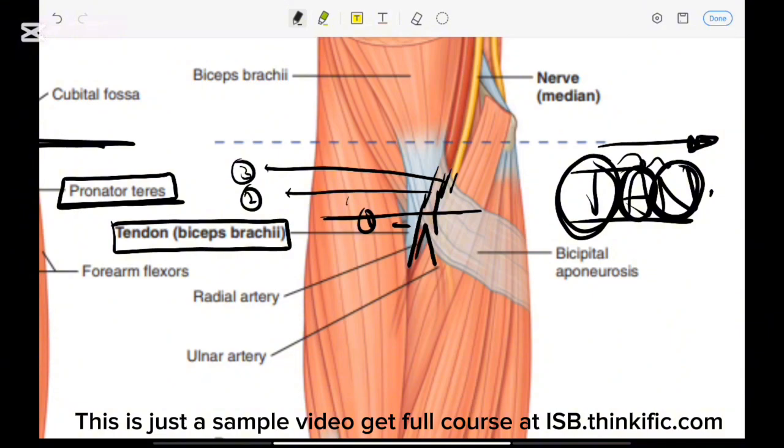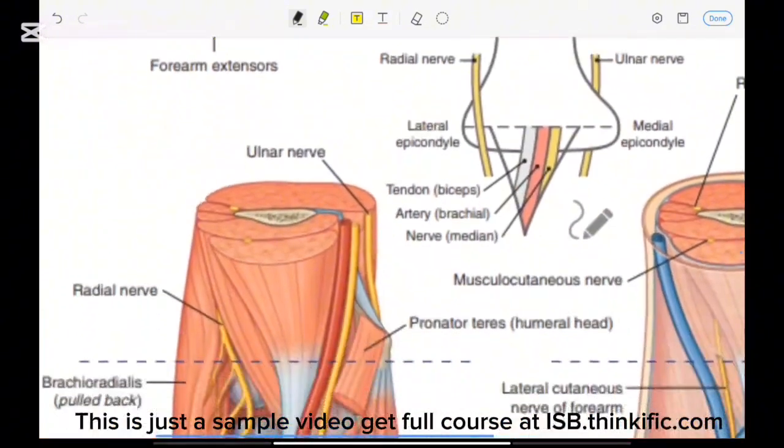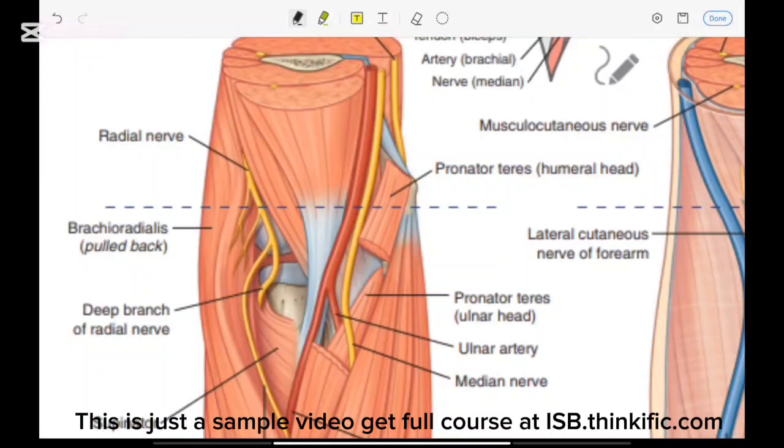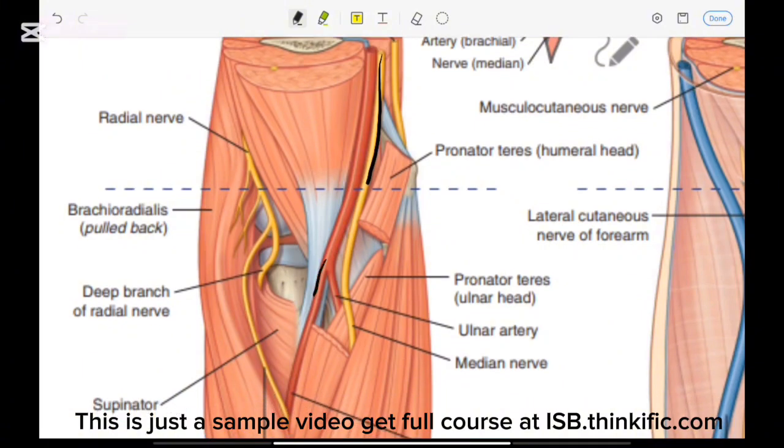The median nerve, how does it exit the fossa? The median nerve, of course, is lying in the distal part of the arm. It is lying just medial to the brachial artery. Now look, this is the brachial artery dividing, as you can see, into its radial and ulnar branches. And look carefully now. Look at this median nerve.